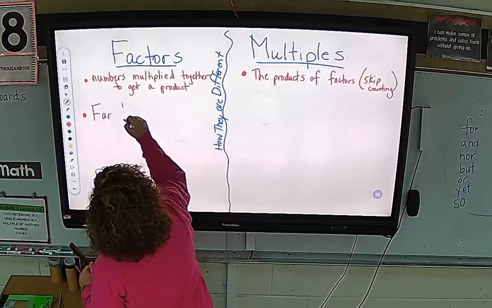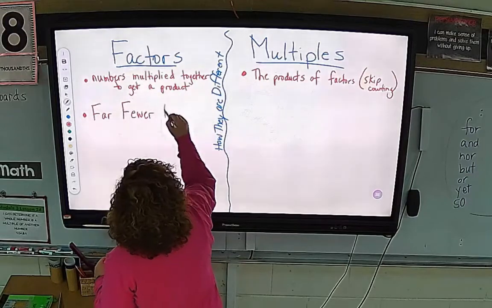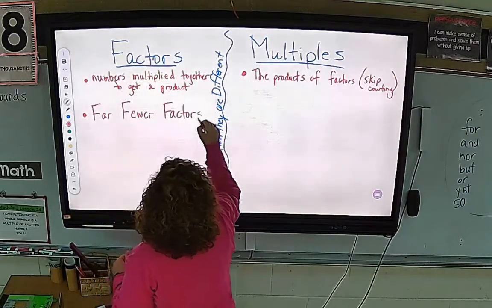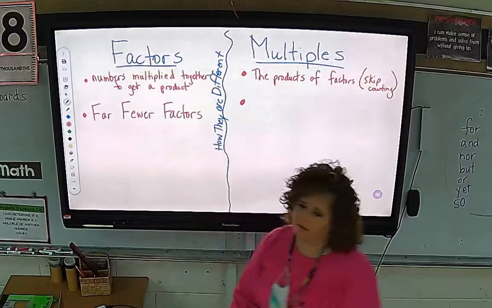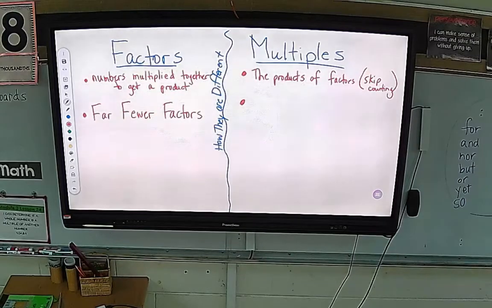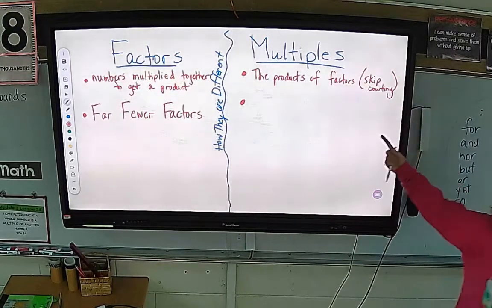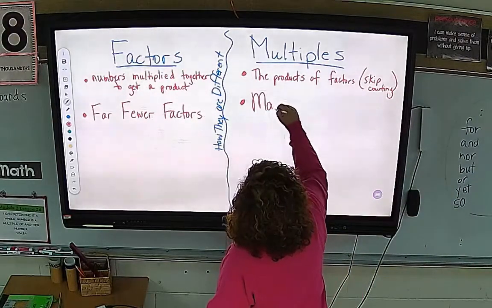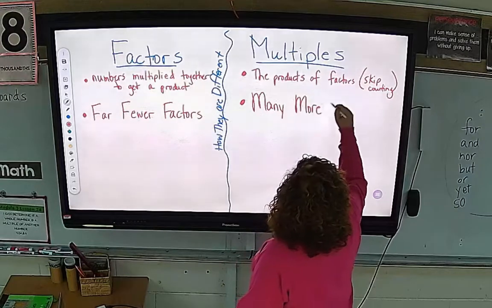Far fewer factors. But there's also an alliteration for multiples. Let's try and figure out what it's going to be. A minute ago, y'all told me when we saw these lines of the 2s and the 3s and the 4s and the 5s and the 6s, y'all said we could go on. We could skip count forever. So if there are far fewer factors, there are many more multiples. Many more multiples.